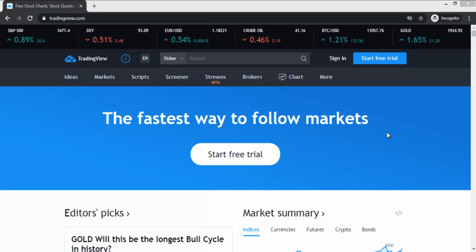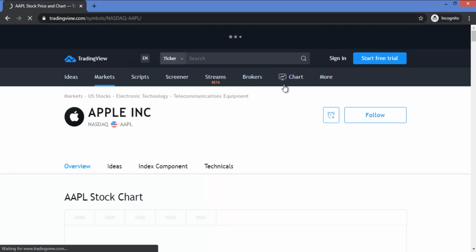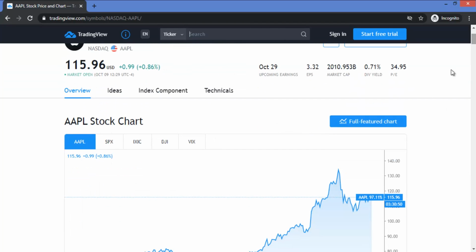Welcome everybody. Today we are going to check out our indicator in the live market. So now we are going to use moving average and check out how much profit a moving average can give you. So let's take a look at Apple stocks. The current price of Apple is around $115.